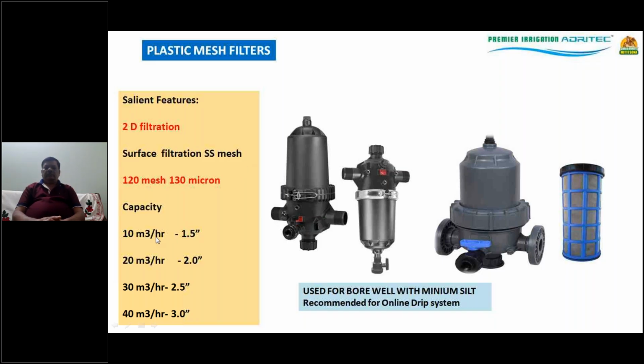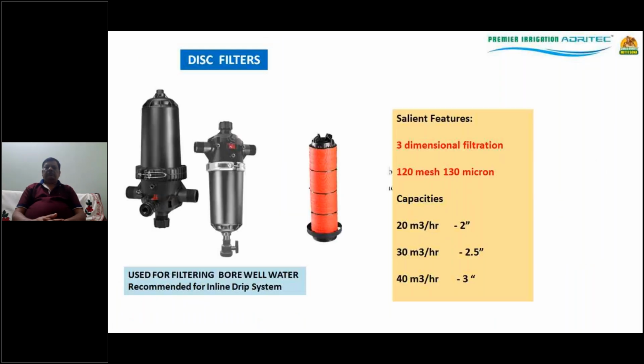1 meter cube is actually 1000 liters per hour. Sorry, 10,000 liters per hour. That means in 1 hour this filter can filter about 10,000 liters. Depending on the outlet that is available at your pump, whether it is a 2-inch outlet or a 2.5-inch outlet or a 3-inch outlet, various sizes are available. This is generally recommended for a borewell which has very minimum silt, and typically for an online drip irrigation system. The second, more advanced category of filter is a disc filter.